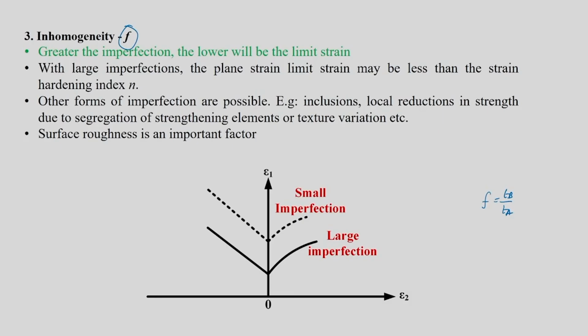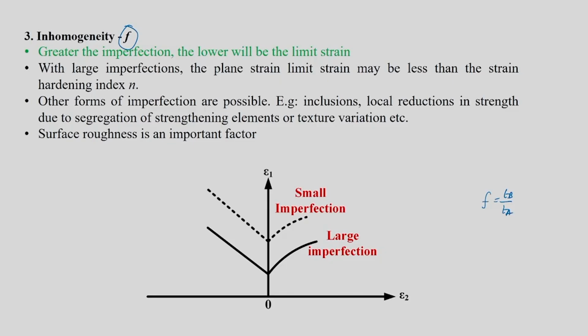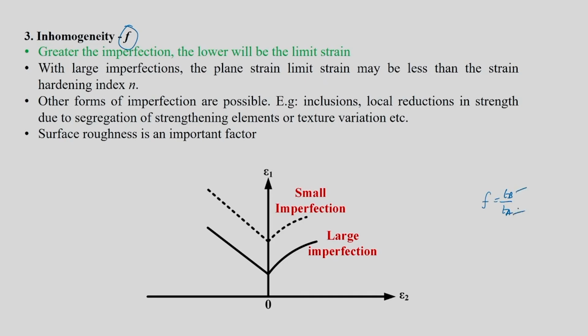We also discussed that this inhomogeneity factor F, which defines the imperfection in the material, is equivalent to all the imperfections in the material, including structural and geometrical heterogeneities. We understand intuitively that greater imperfection means there is a large difference between the thickness in the B region as compared to the A region. Let us say TA is 1 mm and TB is 0.999 mm. There is another case where it is 0.95 and 1. That means this has more imperfection.